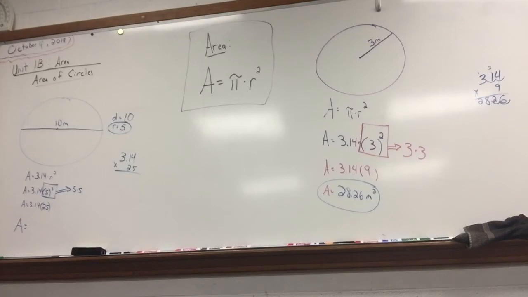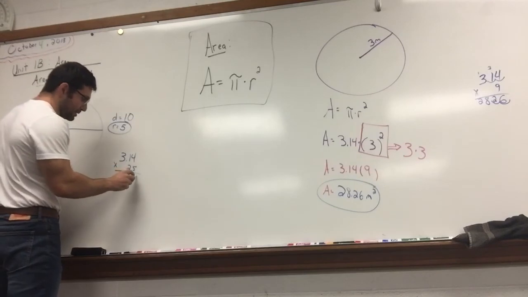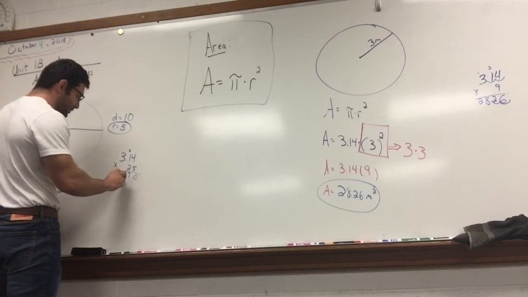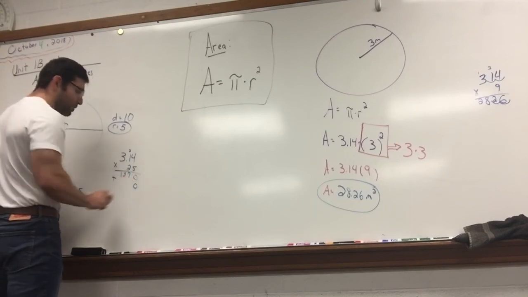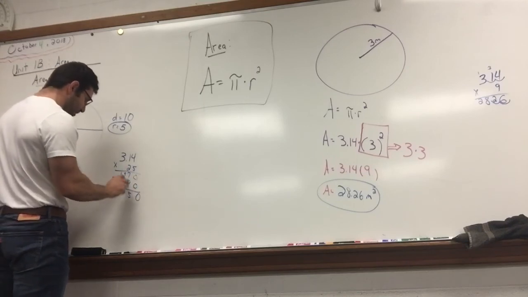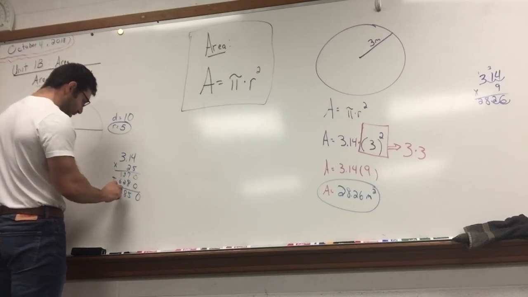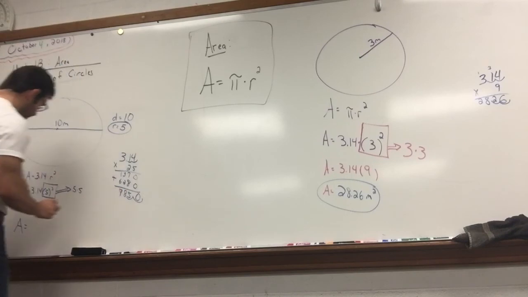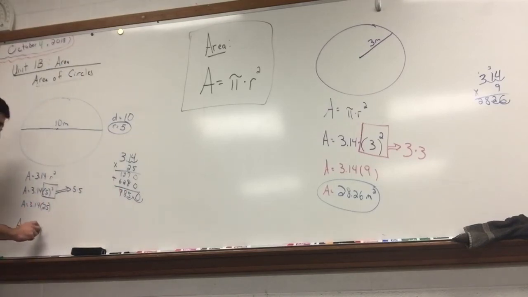Okay. So we're going to multiply. 5 times 4 is 20. The 0 goes, 2 carries. 5 times 1 is 5, plus 2 is 7. 5 times 3 is 15. We're moving to the second digit, so we put a placeholder in the first one. 2 times 4 is 8. 2 times 1 is 2. 2 times 3 is 6. 0, 15, carry the 1, 6, 7, 8, 7. So my area is 78 and 50 hundredths meters squared.